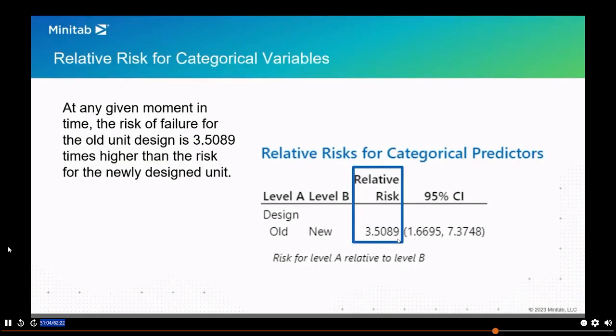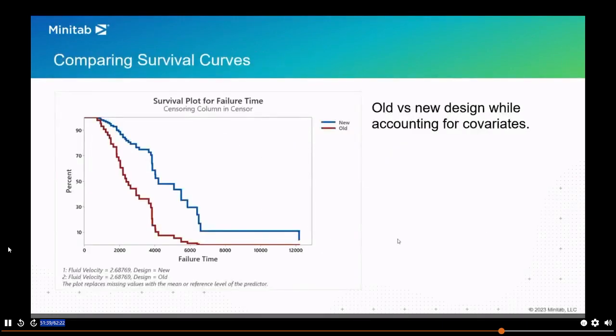And we can put a confidence interval around that. Importantly, that confidence interval doesn't include 1. If the relative risk was just 1, it means old design to new design, there's no real change, right? Think of it as a ratio, 1 relative to the other. If that relative risk is 1, it just means old design and new design are the same. If the relative risk is less than 1, it means the old design was actually better than the new design, which is not the case here. Here, the relative risk is higher than 1. 3.5 times the risk for that old design over our new design. So this has been a really successful project.